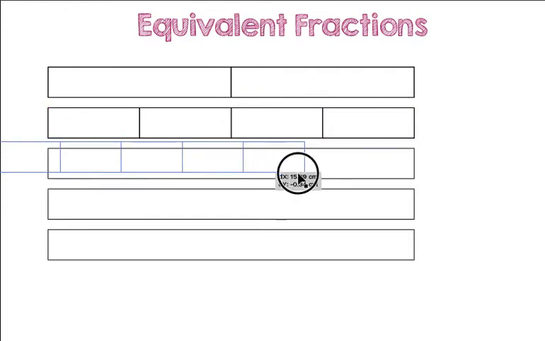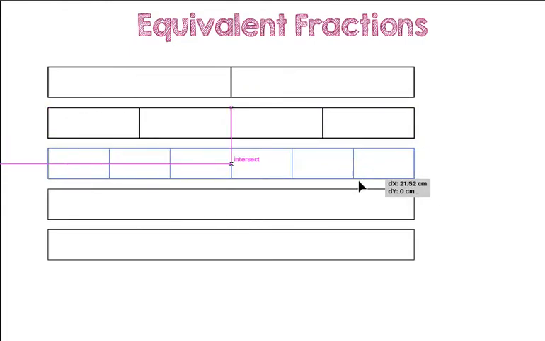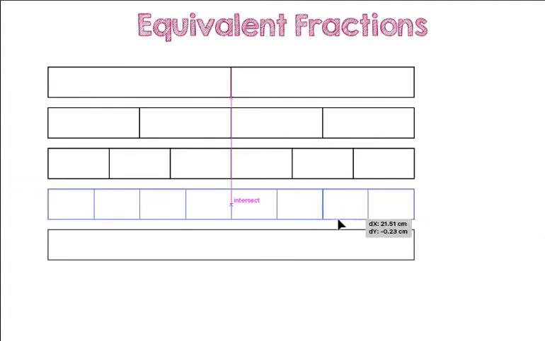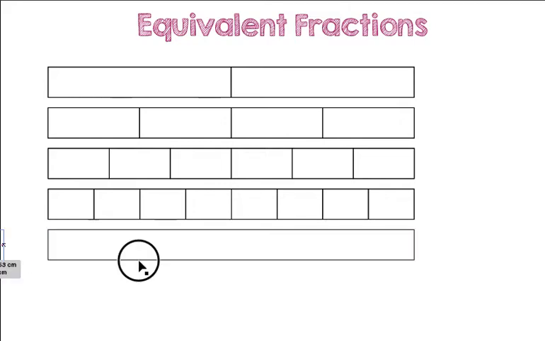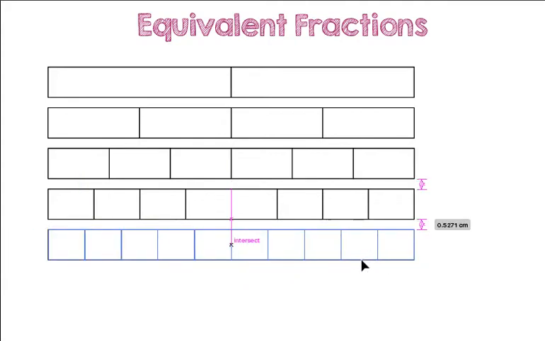The third one, we're going to divide it into how many? Excellent, 6 equal parts. The next, how many? Perfect, 8 equal parts. And the last one, we divided it into 10 equal parts.